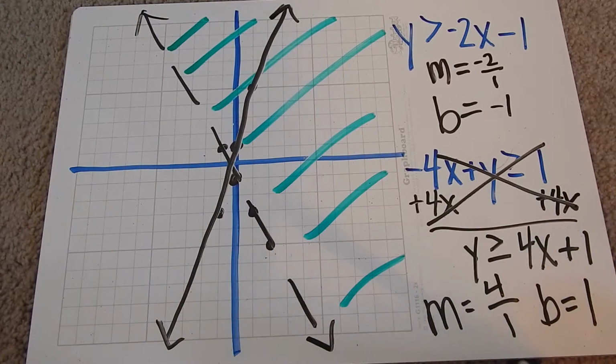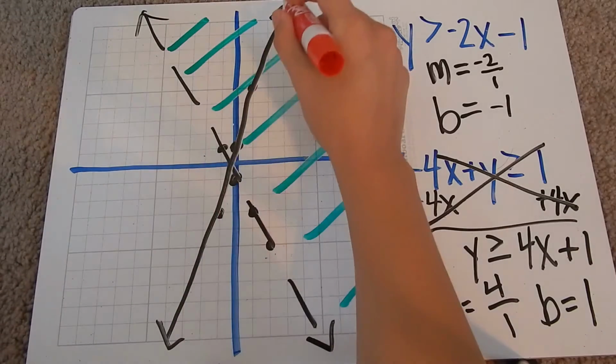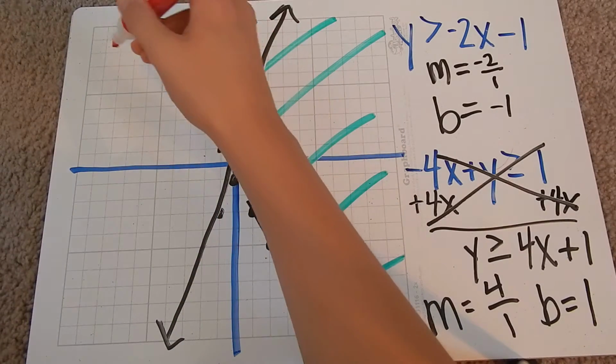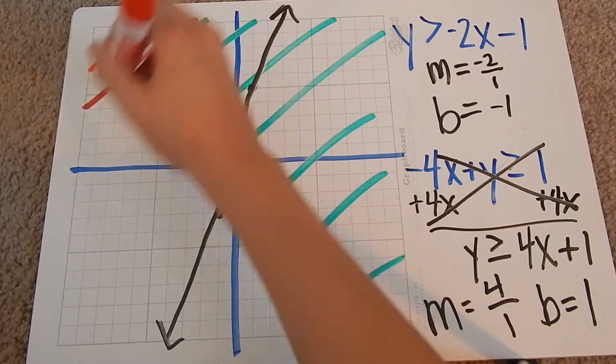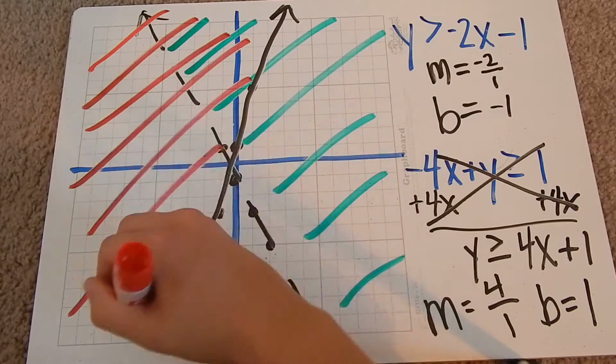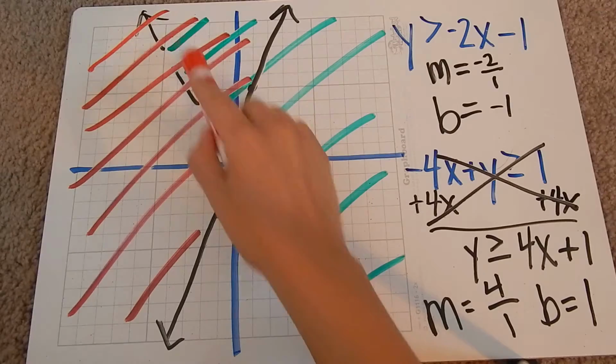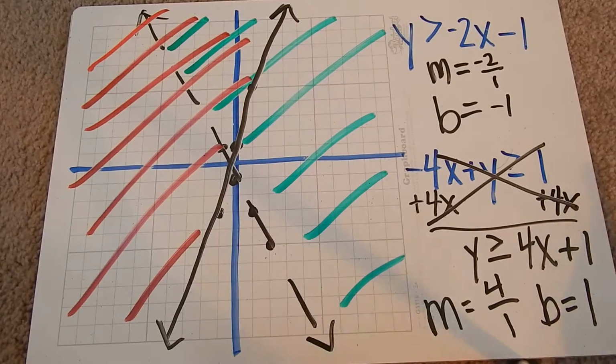And our symbol is greater than, so I'm going to shade above the line. So here's my line. I'm going to shade everything above that line. Everything above that line. Now our solution is going to be the intersection between the red and the green. So in this case, it's going to be this section right here.